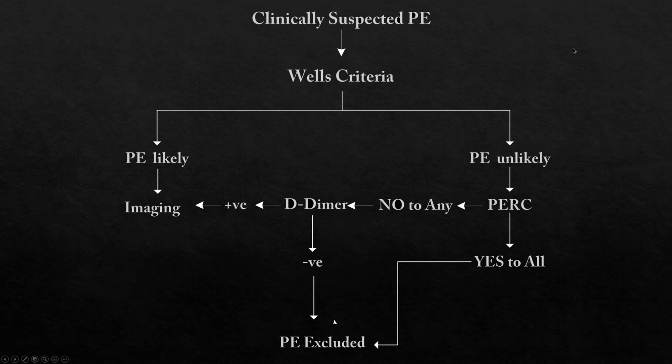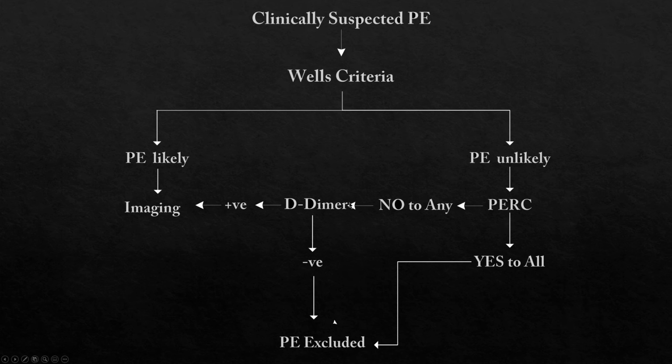Now, this is the simplified algorithm. You suspect the patient, you do the Wells criteria: 4 or less, unlikely. Maybe you do PERC in the emergency department, and if all apply, you send him back home. But for the exam, they're not going to ask you about the PERC, of course. If it's unlikely, you do the test.